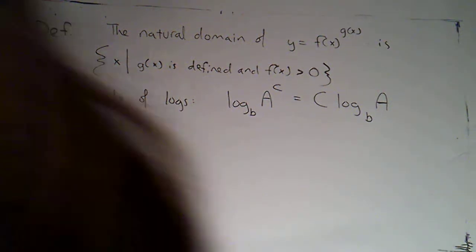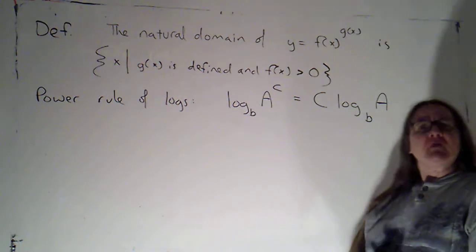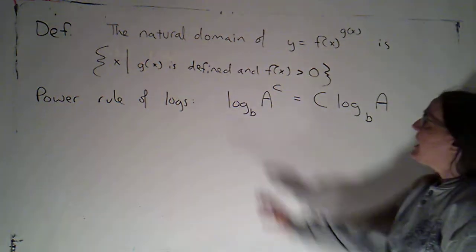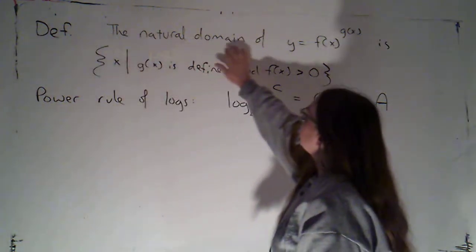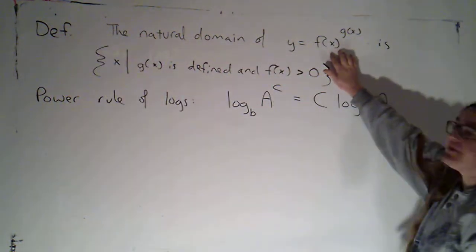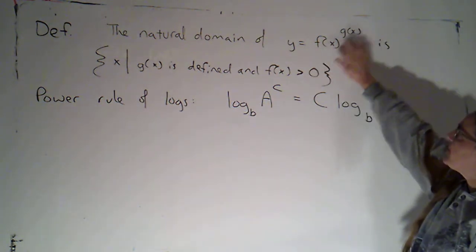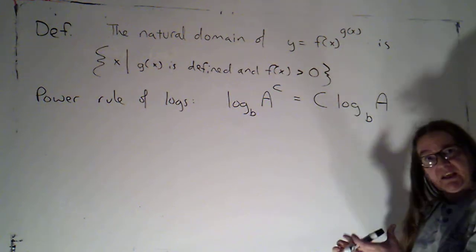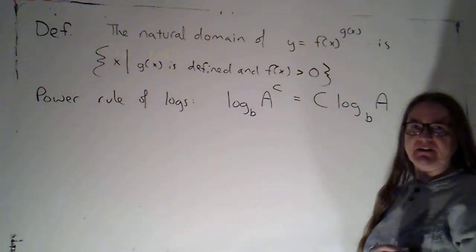I've got two things up on the board here, one of which you should already know, and another thing which may be some new information. The new information is this definition. It's the definition of the natural domain of a function of this form, where I've got an exponential expression, but I've got some function of x in the base position and some function of x in the exponent position.